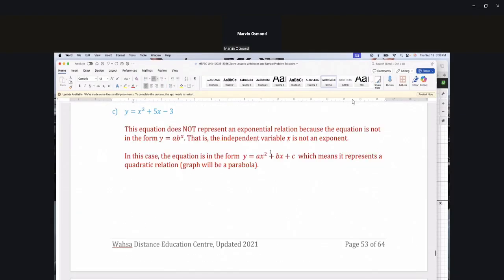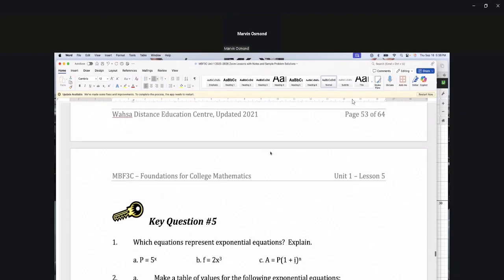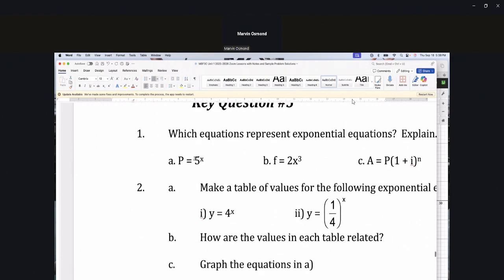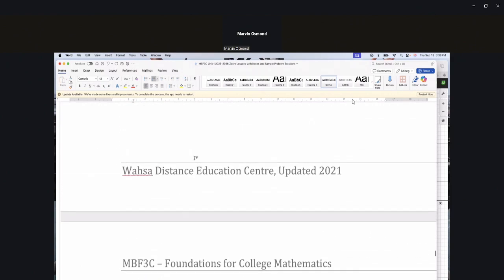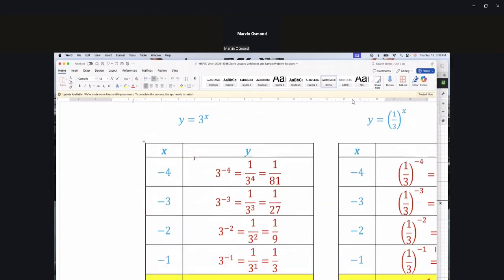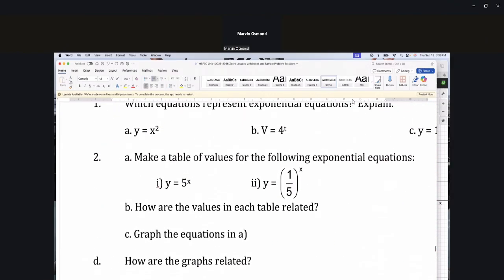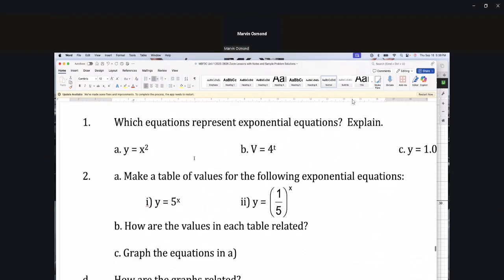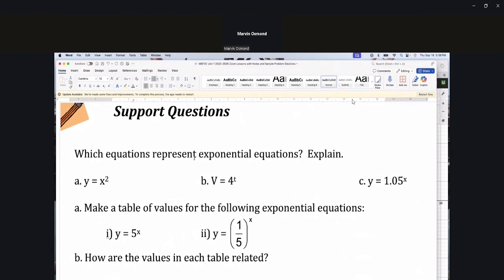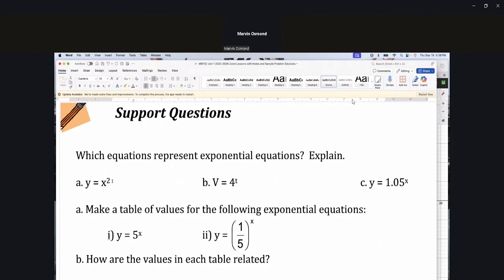Okay, so let's scroll back up here again. If we take a look, I can't go into key questions with you because that would make life too easy for you. Don't want to make it too easy for you, but not too difficult either. So support questions, again, if we have y equals x squared, that's going to be a quadratic. So it's not going to be exponential.